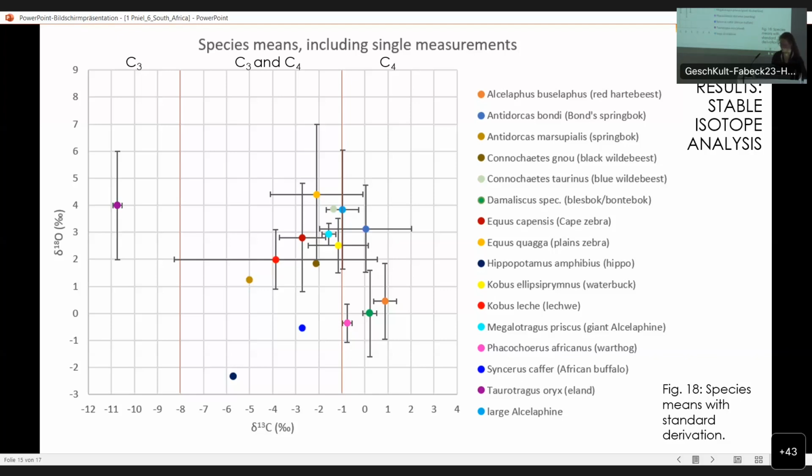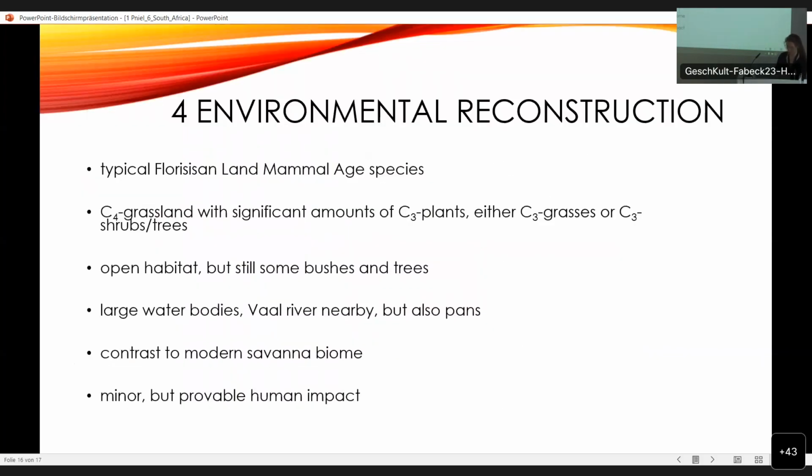And so now for our environmental reconstruction, we can say that we have typical species of the Florisian land mammal age, also the extinct ones, and that we have a grassland, but with significant amounts of C3 plants, probably grass and shrubs or trees.